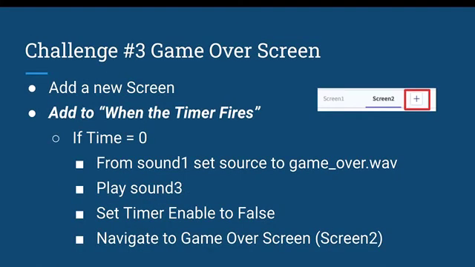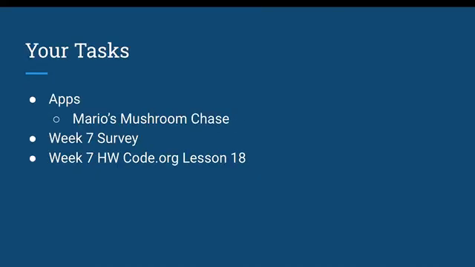The very last challenge is the game over screen. You'll add a new screen, and you'll add some code very specifically to the when timer fires, so that if the time is equal to 0, you'll navigate to the game over screen. Those are the challenges. Your task this week, you'll be building Mario's Mushroom Chase. It's the only app. It's the week 7 survey as always, and there's a code.org lesson. It's actually lesson 18. I think I put lesson 17 earlier, but you'll be doing lesson 18.